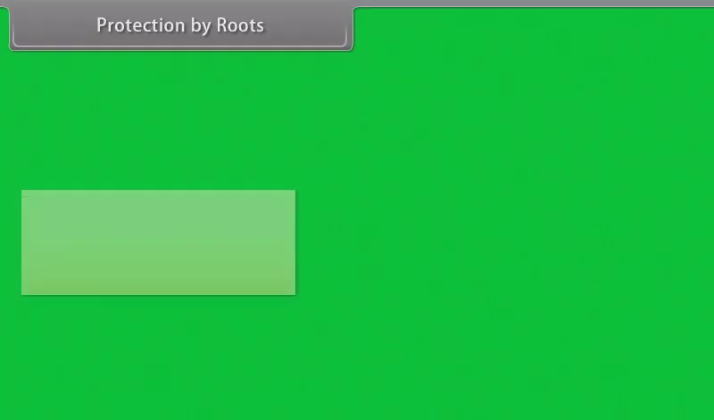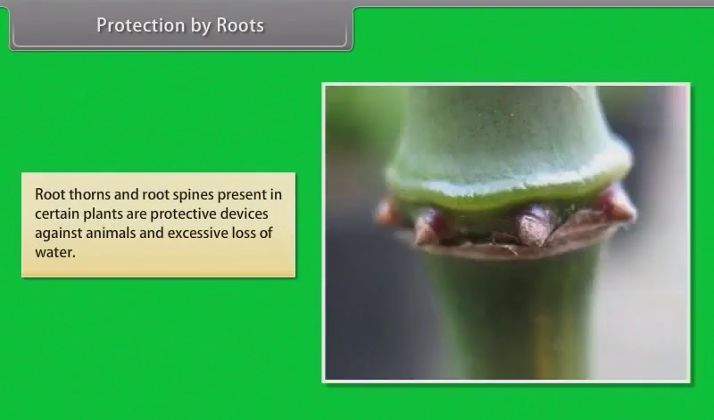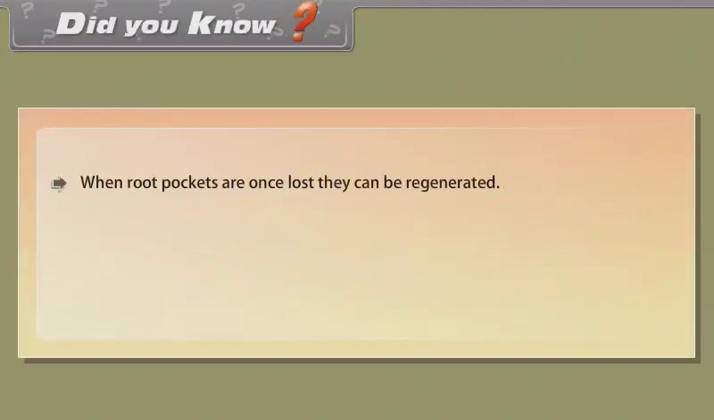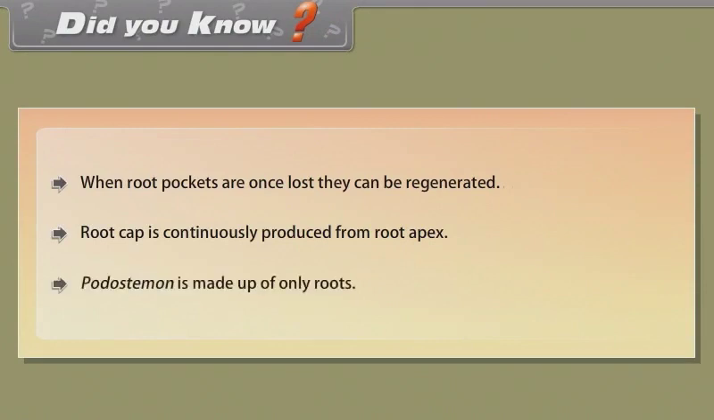Protection by roots. Root thorns and root spines present in certain plants are protective devices against animals and excessive loss of water. Mycorrhiza. Mycorrhiza are roots having symbiotic association with fungi. The fungi help the roots in obtaining water and minerals. Did you know? When root pockets are once lost, they can be regenerated. Root cap is continuously produced from the root apex. Podostemon is made up of only roots.